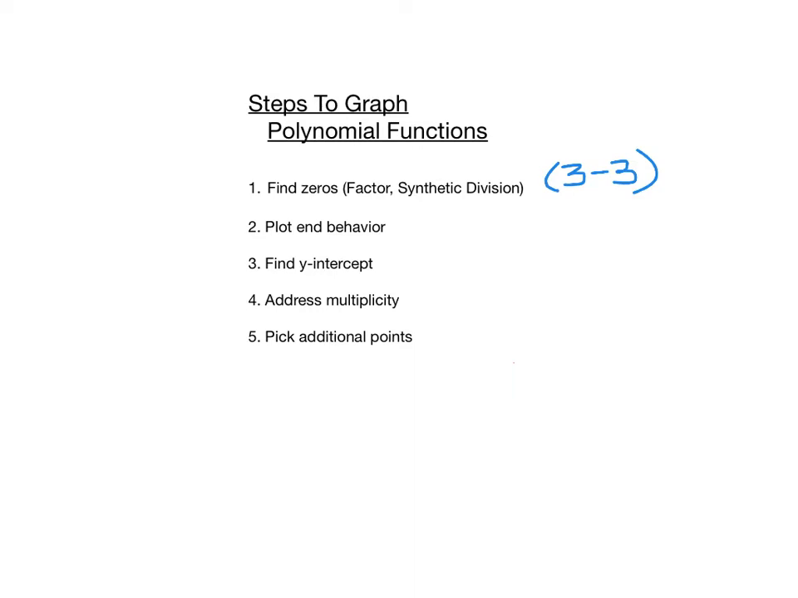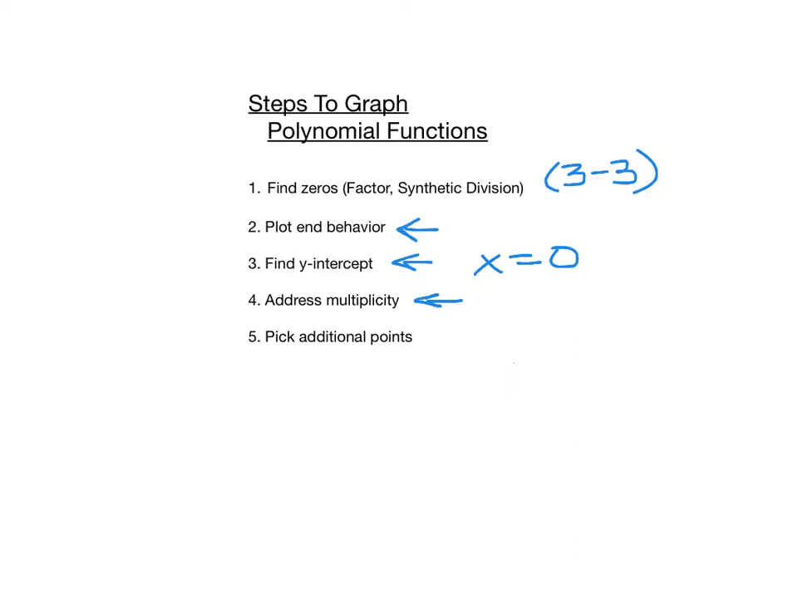What we're also going to see in lesson 4 is we'll be using our calculators to find some of the more difficult zeros, and once we find the rational zero, then we will begin our synthetic division process. We will also plot our end behavior, which is what we discussed on the previous slide. We will find the y-intercept by plugging in x equals 0 and solving for y. On the next slide, I will be addressing the multiplicity.